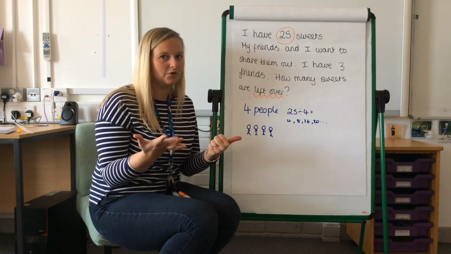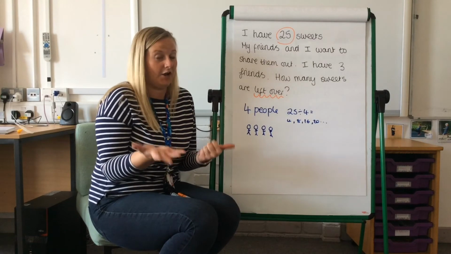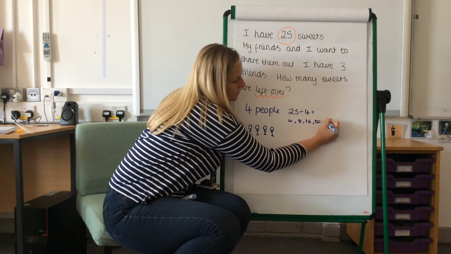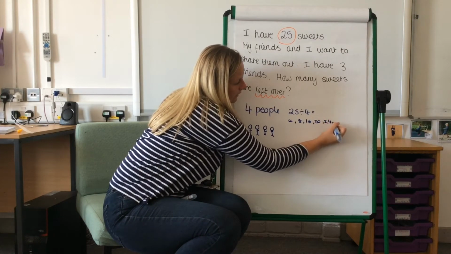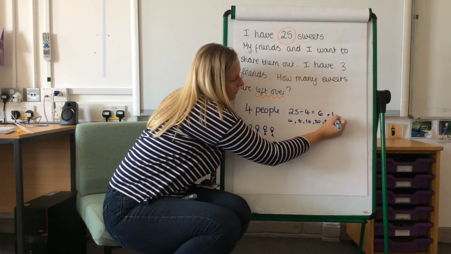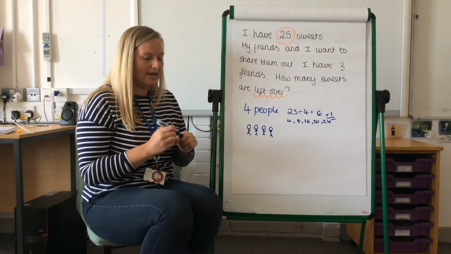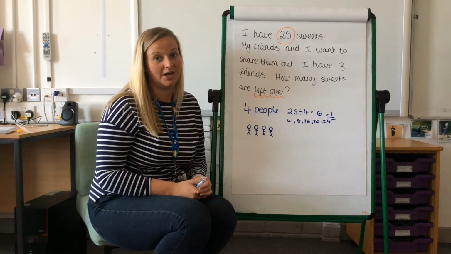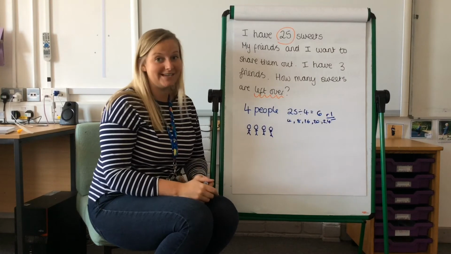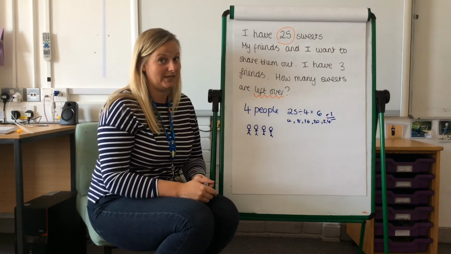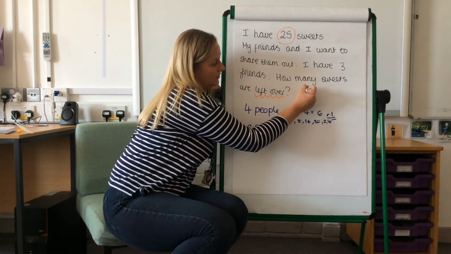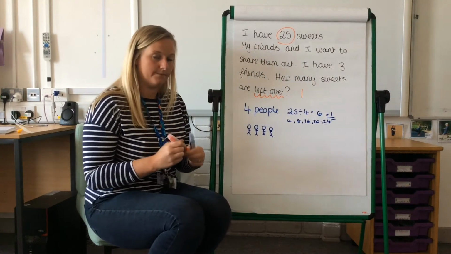Now, I can't add any more on, because otherwise I'll go over 25 and I only have 25 sweets. So, it equals 6 with 1 left over, remainder 1. Now, we need to go back to what the question asked us. How many are left over? So the answer isn't 6. It doesn't matter how many sweets each person is going to get. It's how many are left over. So the answer is 1.